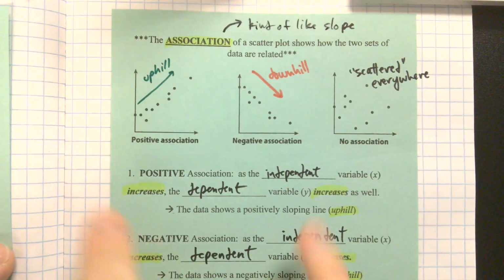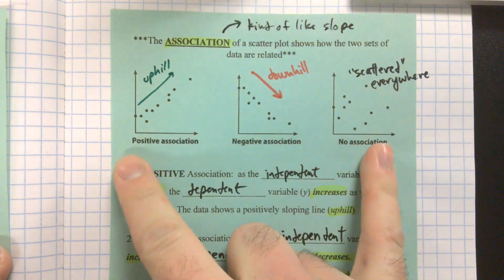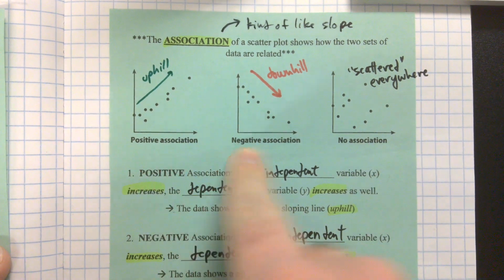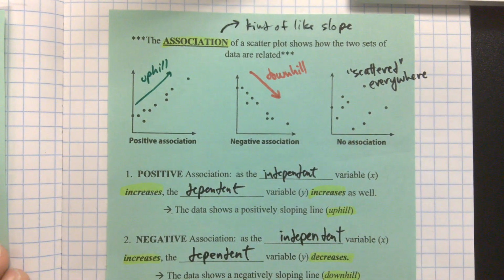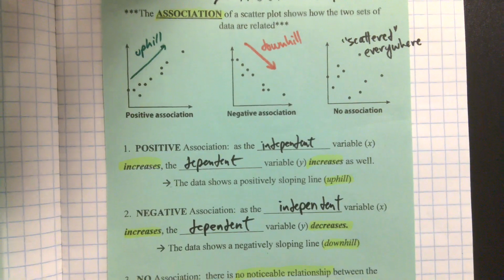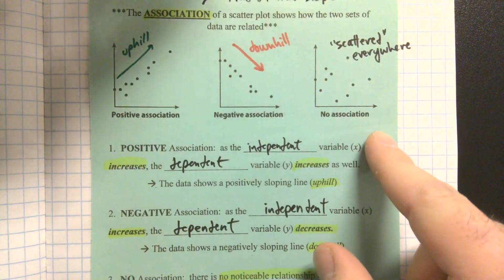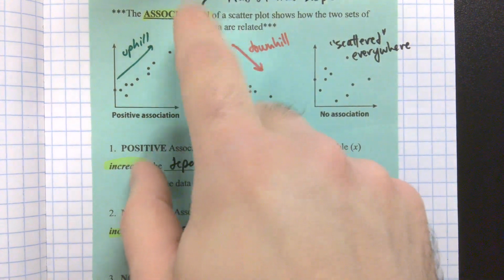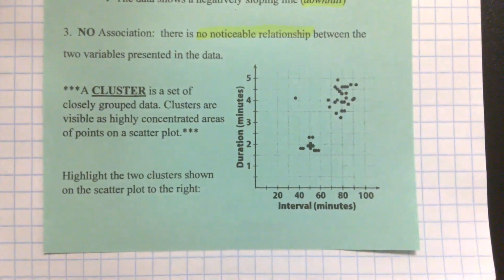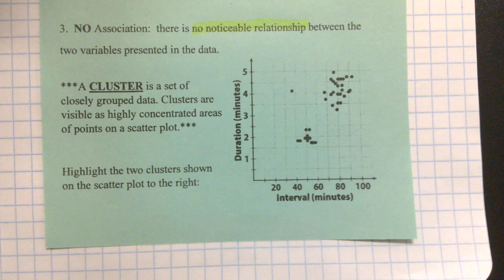So that's going to be one of our IXLs, looking at graphs just like this and determining whether it's positive, negative, or no association. Very, very easy, very straightforward. If they're scattered everywhere, that's none. If they're going uphill, that's positive. Downhill, that's negative.